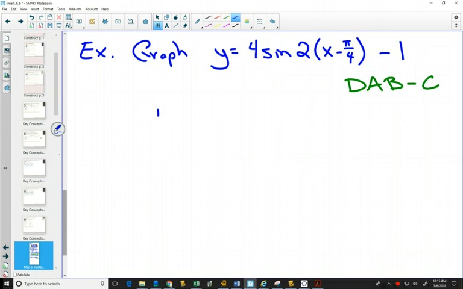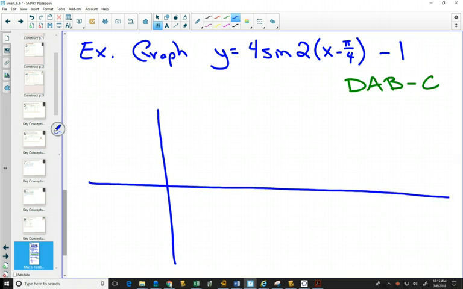So the first thing we're going to do when graphing this is go to minus 1, draw your center line with a red pen if you have one, label it at y equals negative 1. That's all you have to do for the D part of DAB-C.